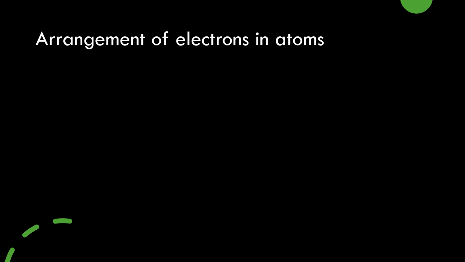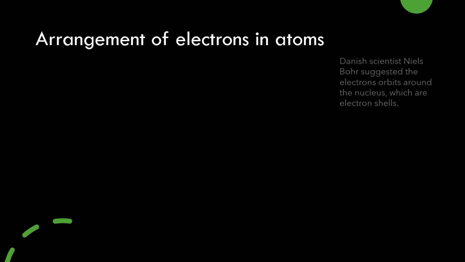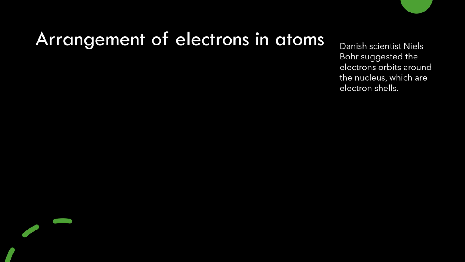So we already know the arrangement of electrons in the atoms. They all follow a rule. In fact, there's a formula to find the maximum number of electrons in the shells. Well, Danish scientist Niels Bohr suggested the electrons orbit around the nucleus, which are the electron shells.